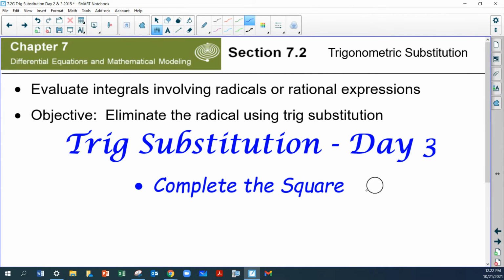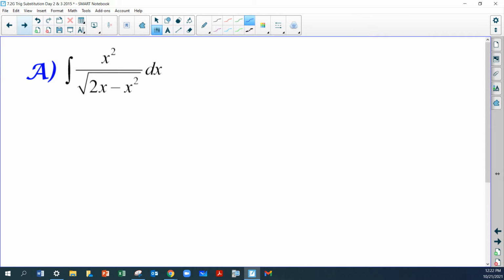Howdy. Hey, how would you like to do a little more work on this 7-2 trig substitution stuff? Today we are going to take a little bit deeper look at these trig substitutions, and our technique is going to involve completing the square. I think we only have a couple examples to work through.